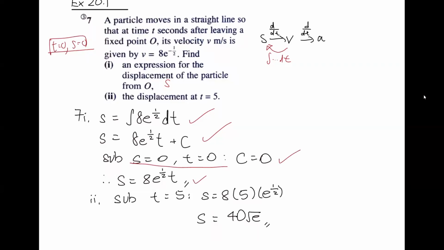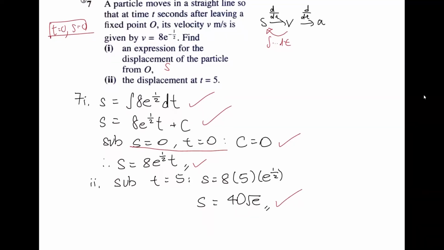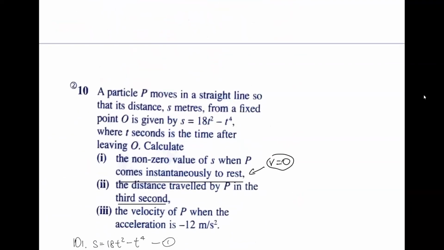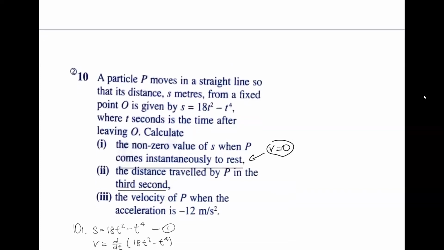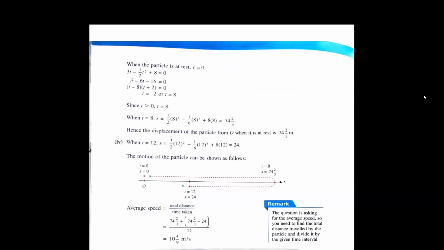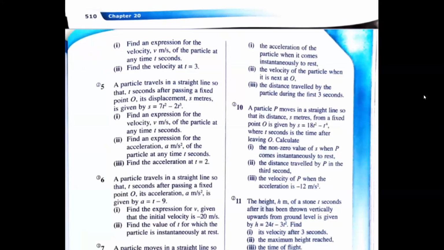Part 2, displacement at t equal to 5. Also not that bad. Just sub in t equal to 5 and you end up with this. Okay. 8 times 5 is 40. Is that the end of question 7? Okay, let me just double check. Yeah, that's it for question 7. Okay, easy. Then question 10.